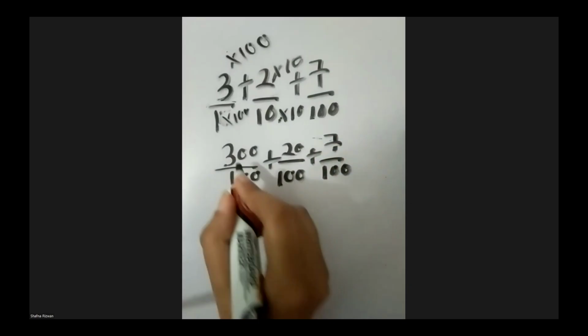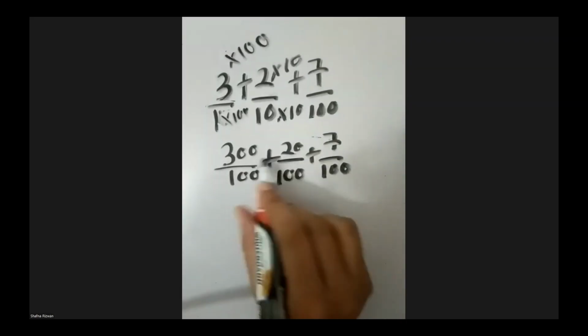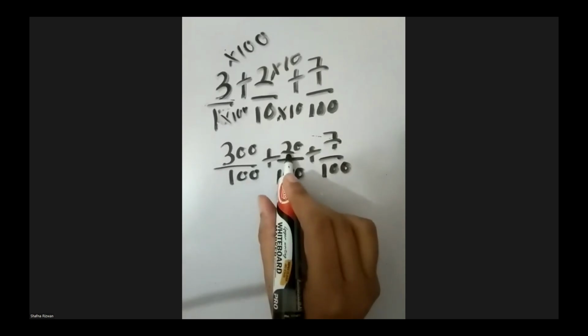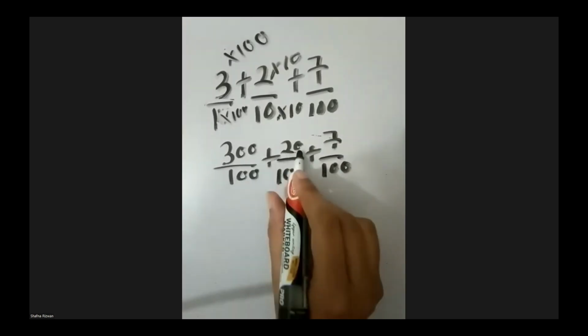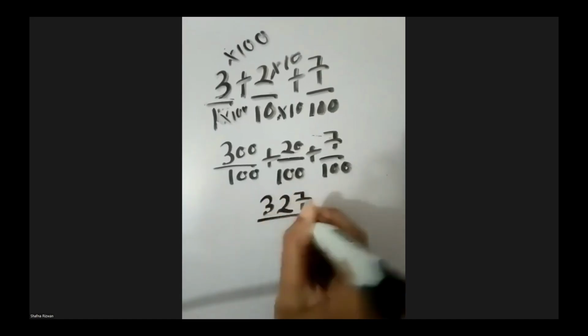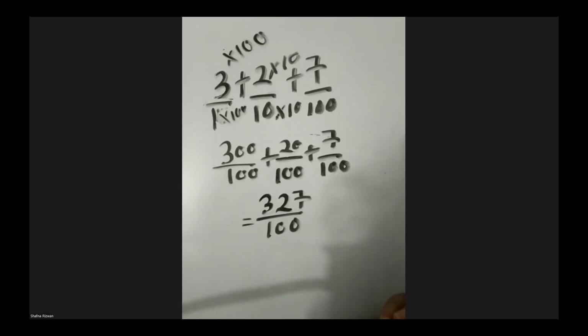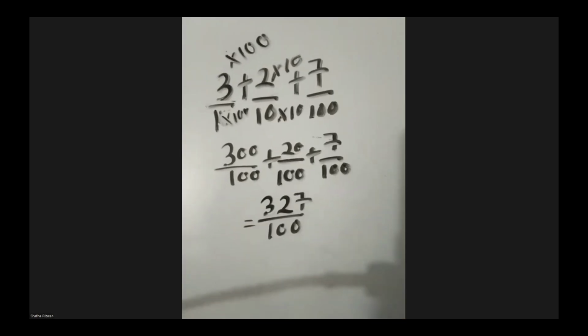Now same, all are the same denominator, 100, 100, 100. Now add all of this. 300 plus 20 is how much? 320. 320 plus 7 is 327 over 100. Now, what did they ask you? They asked you to simplify this. So, what's the final answer? 327 over 100 will become your final answer. This is what they asked you. Did you all understand?